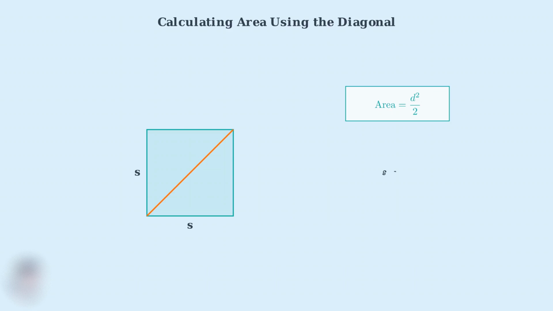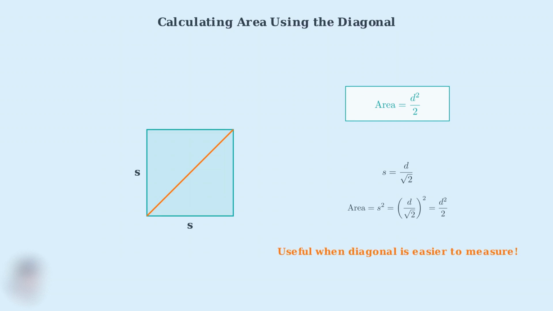To make this even clearer, if we know the diagonal is d, then each side length is d divided by the square root of 2. This comes from rearranging our Pythagorean relationship. We can verify our diagonal formula by substituting this expression for s into the basic area formula. Area equals s squared, which becomes d squared over 2.